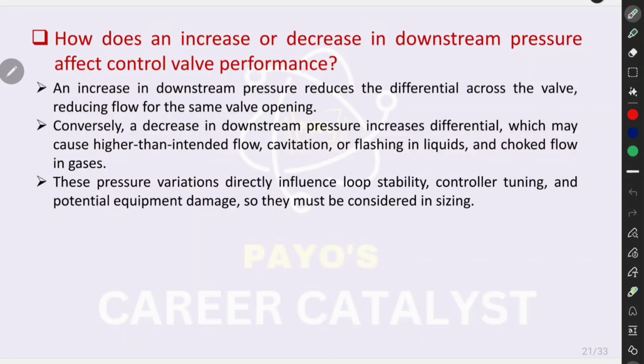How does an increase or decrease in downstream pressure affect control valve performance? An increase in downstream pressure reduces the differential pressure across the valve, which reduces the flow for the same valve opening. Conversely, a decrease in downstream pressure increases the differential pressure across the valve, which may cause higher than intended flow, along with cavitation or flashing in liquids and choked flow in gases. These pressure variations directly influence loop stability, controller tuning, and potential equipment damage, so they must be considered in sizing.